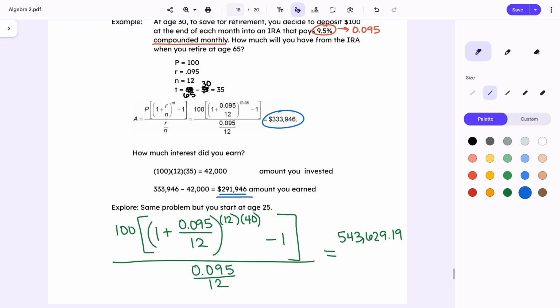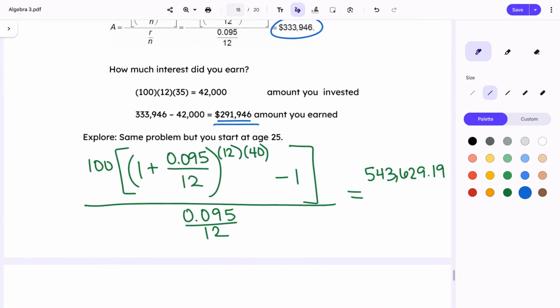Now, let's think about how much you actually earned, because you still had to put in money to make this money. It wasn't just handed to you. When you turn 65, the government's not just going to say, here's $500,000, happy 65th birthday. So let's think about how much we actually earned here. Do you get interest in this? Yes, we're just wanting to know what the interest was, so minus that first number.